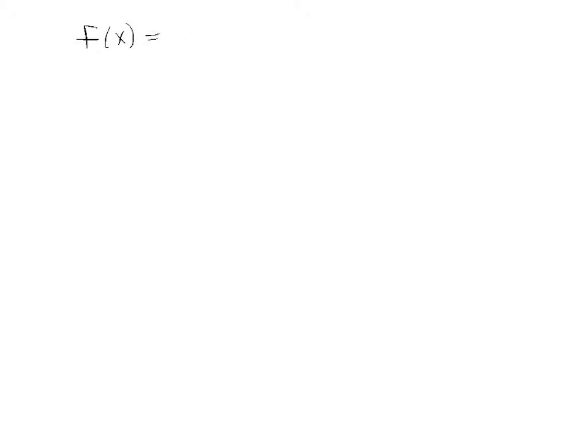So here's your function: x to the fourth minus 2x squared plus 3. And you want to know when the function is increasing, decreasing, concave up, concave down, and where the inflection points are. So first thing we're going to do is find the derivative.